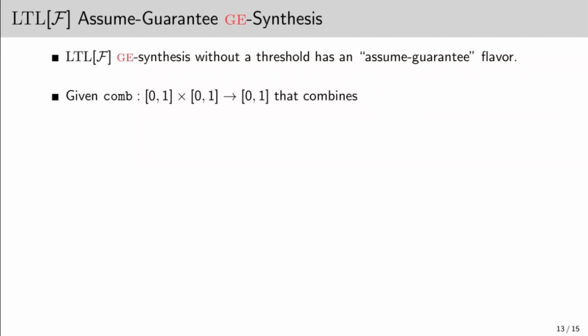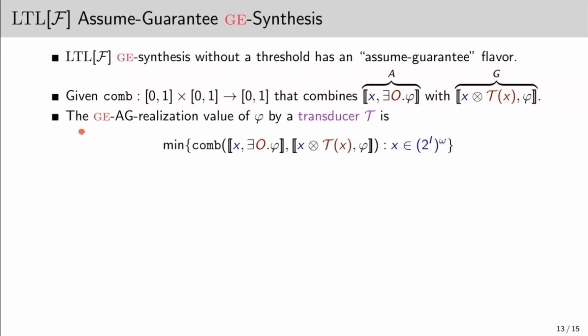We do this using a function comb, which, as its name suggests, combines the satisfaction value of the hopefulness formula, exists output such that phi, with the satisfaction of the actual formula phi. The function is given by the designer and should satisfy a very small and reasonable set of monotonicity properties. We'll see examples in a second. Now, the GE assumed guarantee realization value of the formula phi by a transducer T is the minimal combined value over all inputs.